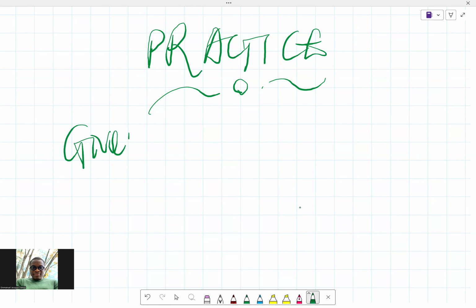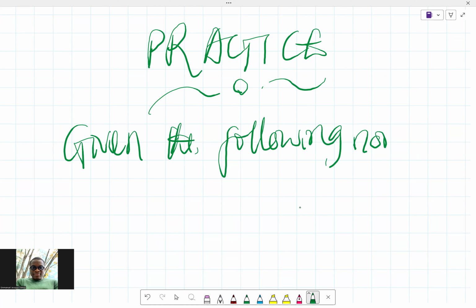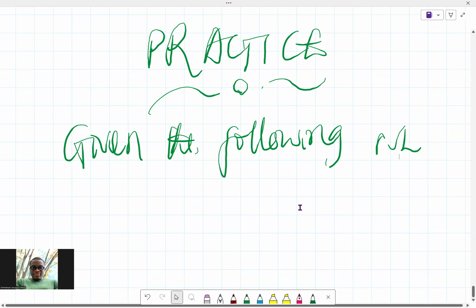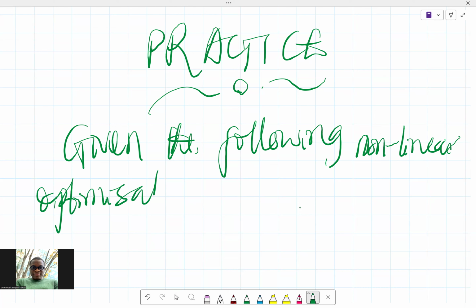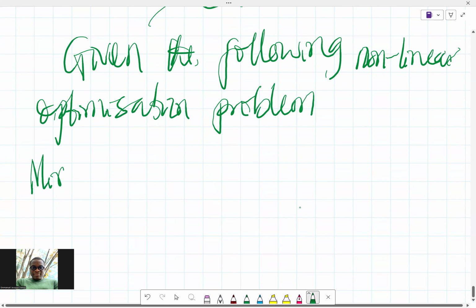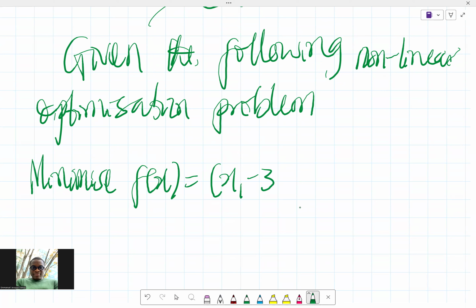So the practice: given the following nonlinear optimization problem, which is to minimize f of x equals (x1 minus 3) squared plus (x2 plus 1) squared.